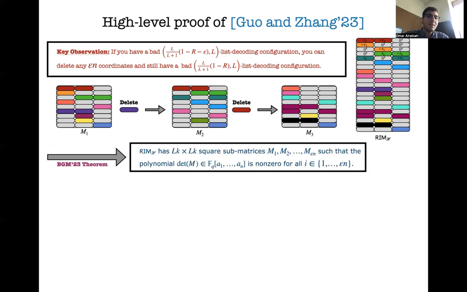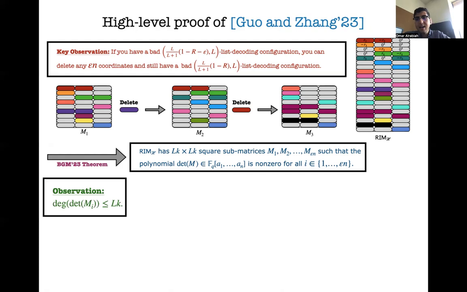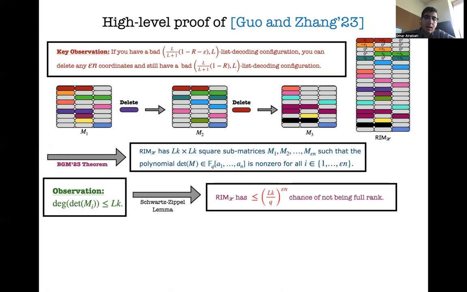So formally, I'm just saying that if you use the BGM theorem a few times, then you can get not only one matrix that is symbolically full rank, but epsilon n of them. And you have the same observation that the degree of the determinant of each matrix is at most LK. So you can apply Schwartz-Zippel again, and therefore amplify the probability to the power epsilon n.